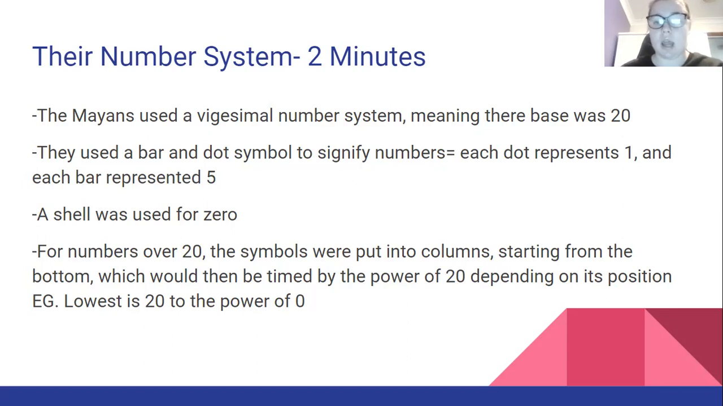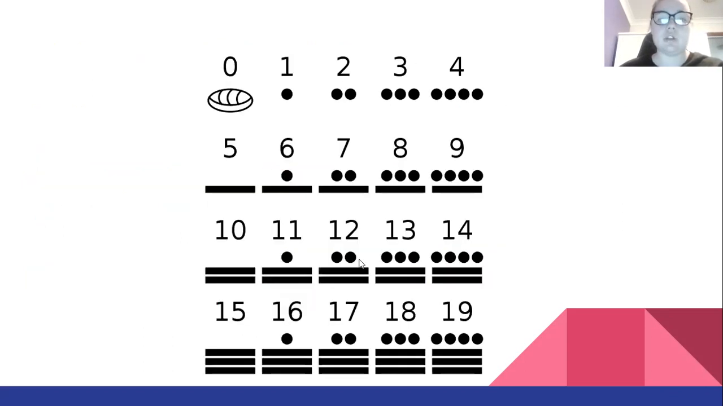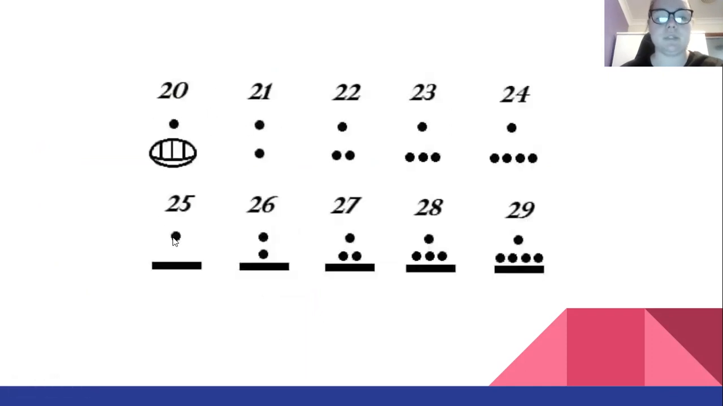So we're going to look at some. If we look over here, this is how all of theirs look. So let's look at 7. 1 bar is 5. 2 dots is 2. Add those together, and that gets 7. And as we can see, that there is our shell. We look at our next one. Let's look at 25. So this is the first column. That's the second. 5 times 20 to the power of 0 is 5. And then 1 times 20 to the power of 1 is 20. 20 plus 5 is 25.